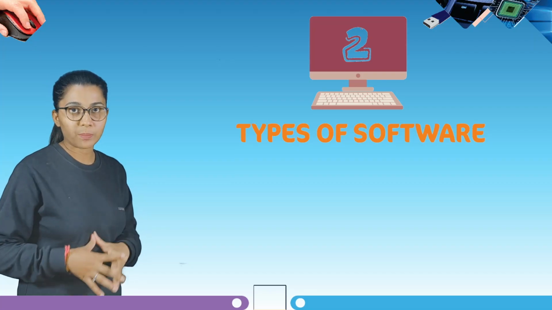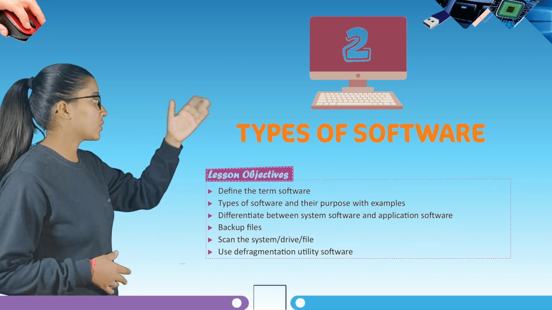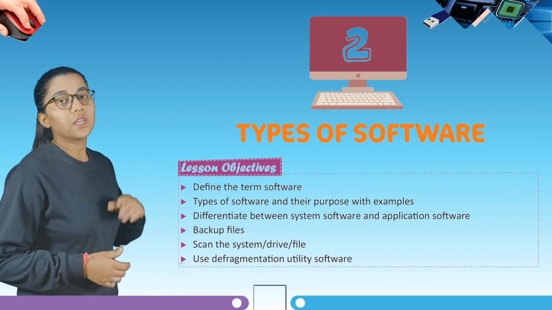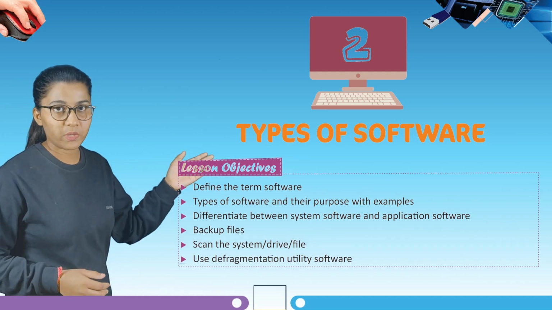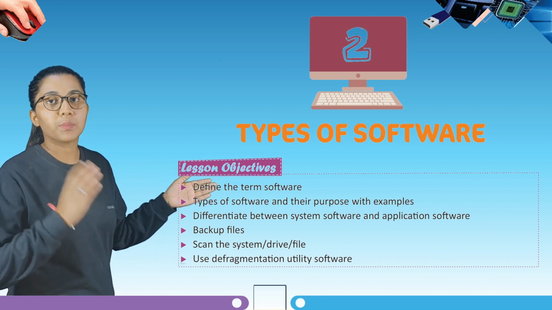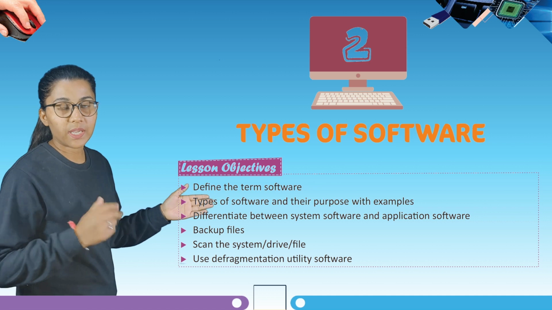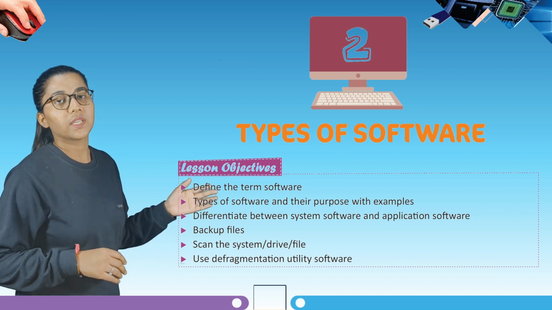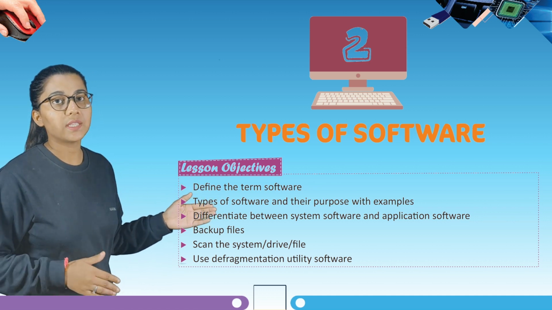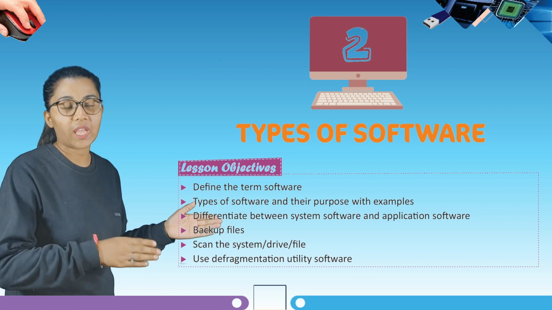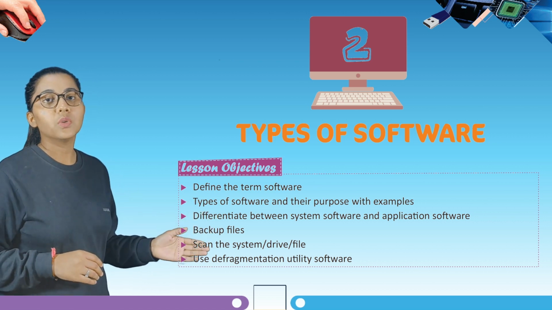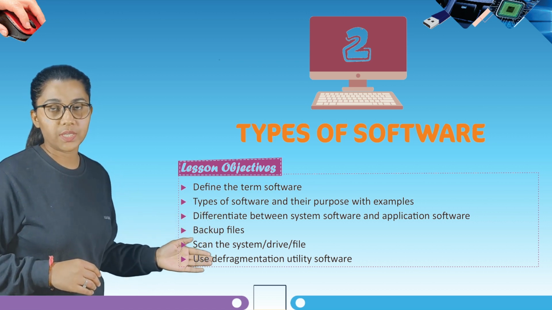Before we start our chapter, we have some lesson objectives. First is to define the term software, types of software and their purpose with example, and differentiate between system software and application software. Next we have backup files, then scan the system, drive or file, and use defragmentation utility software.